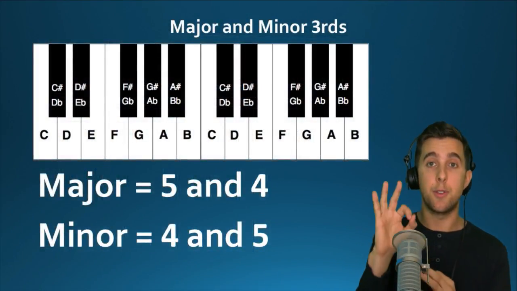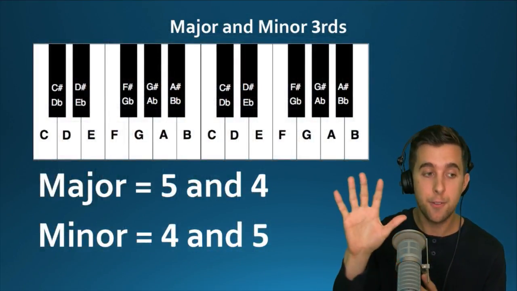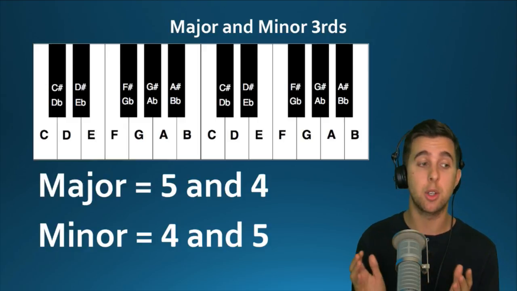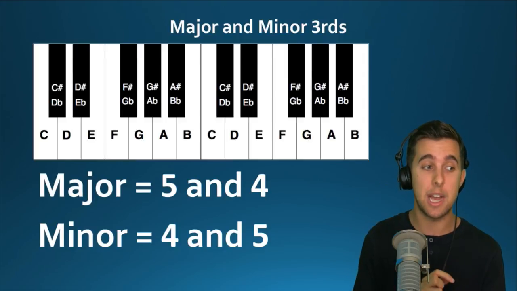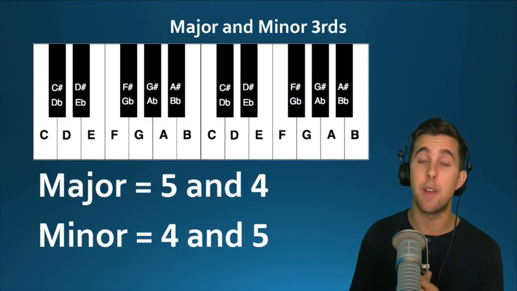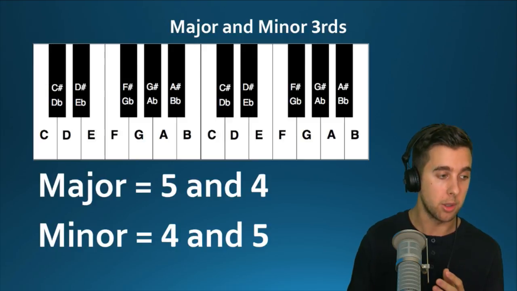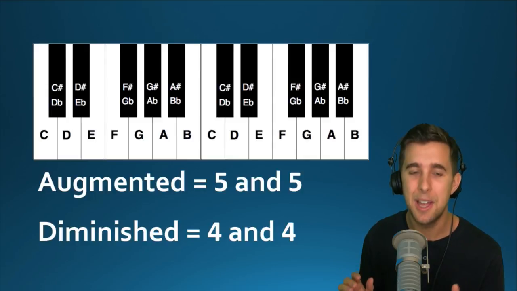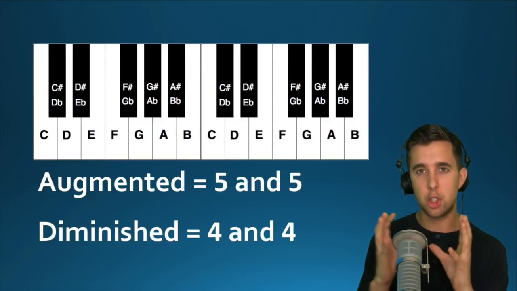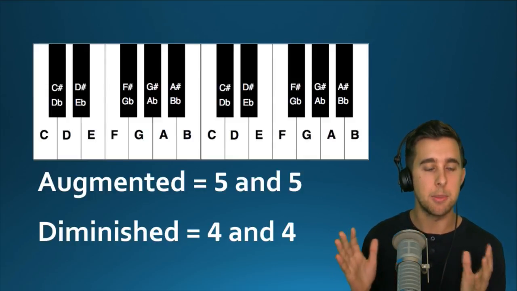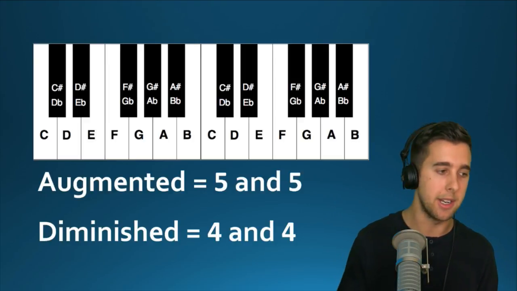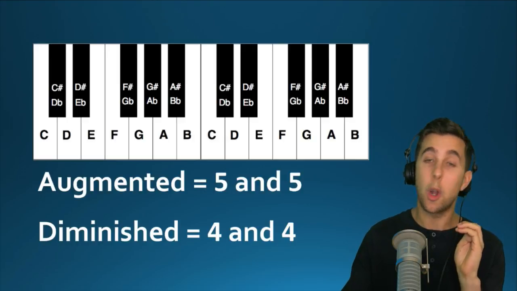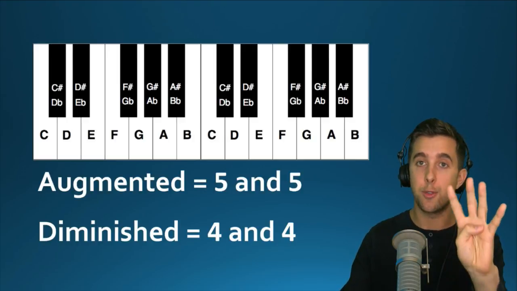It's all built around the third because we have something called a perfect fifth. So the fifth note is the same whether it's a major chord or a minor chord, but the third is the one that determines whether it's a major chord or a minor chord. Going along, we do have something called augmented, which is a stretched out version of the major, and diminished, which is a pushed in version of the minor. So augmented is 5 and 5, and diminished is 4 and 4.